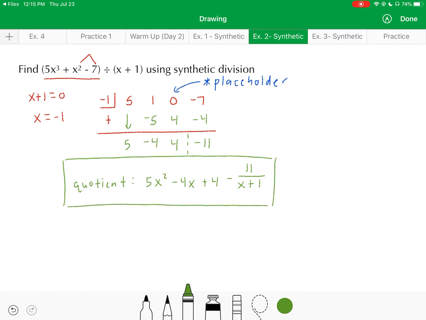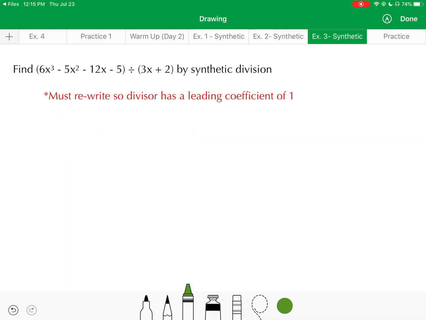Okay. All right, one more example. All right, in this example, look at your divisor. Your divisor is 3x plus 2. So this coefficient of 3 is an issue. We want the leading coefficient to be 1 in order to use synthetic division.